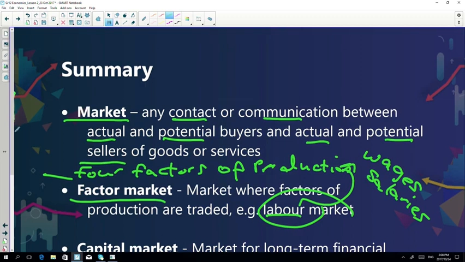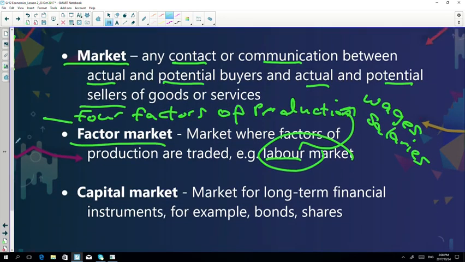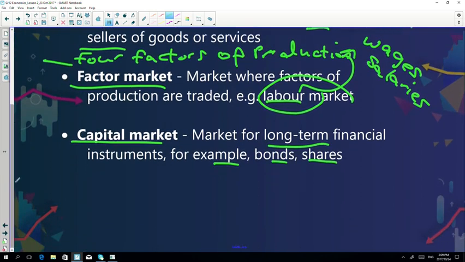We also learned about the capital market, and we said this is the market for long-term financial instruments, for example, bonds and shares. So when we talk of long-term financial instruments, we're looking at bonds and shares, and we will find that in the capital market. And we said that the JSE plays a very important role in this regard. It's the institution that plays an important role here.